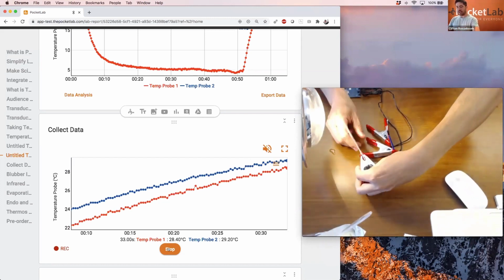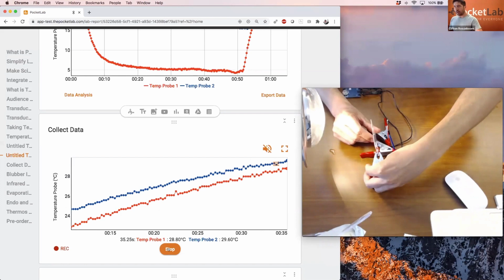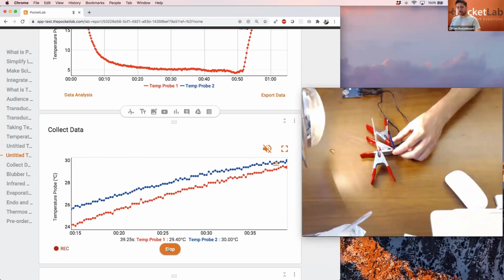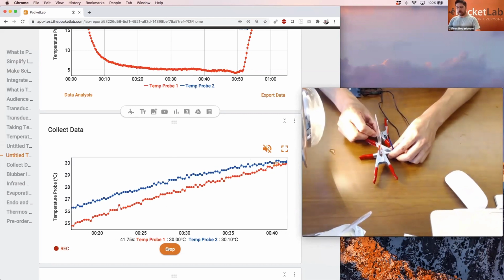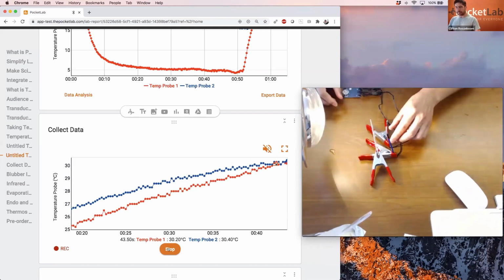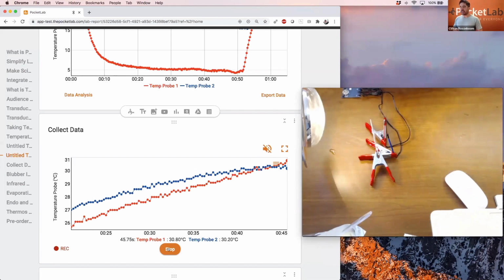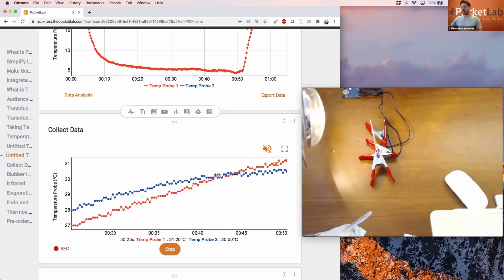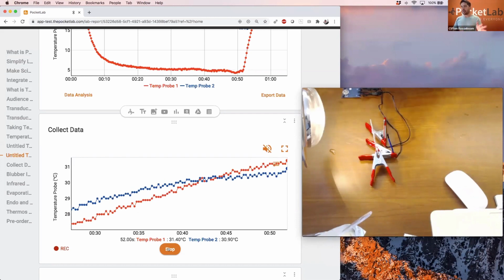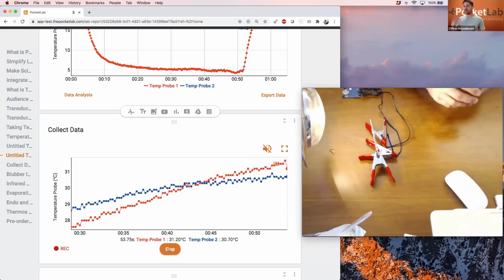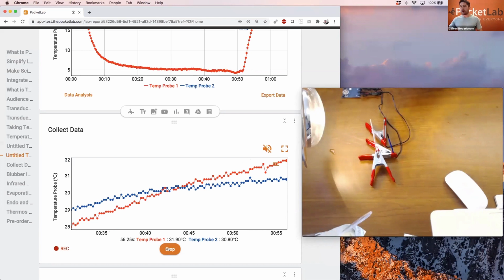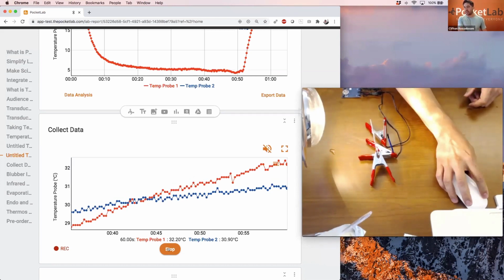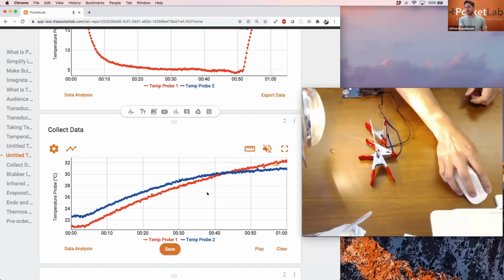If I take it and put it in front of the blue probe, and I leave the red probe exposed, you can see the slope of the increase in temperature starts to fall off for the blue probe versus the red probe. This is one experiment where we won't really be able to get to a steady state in the time that we have, but we can stop and check out the data that we do see.